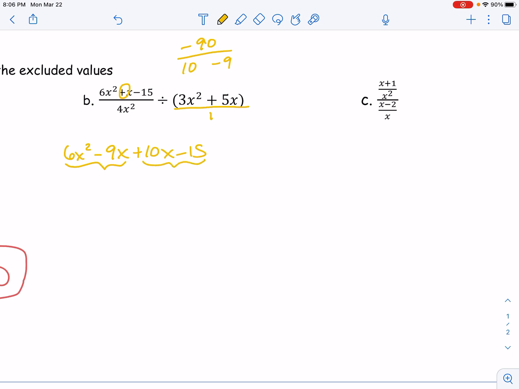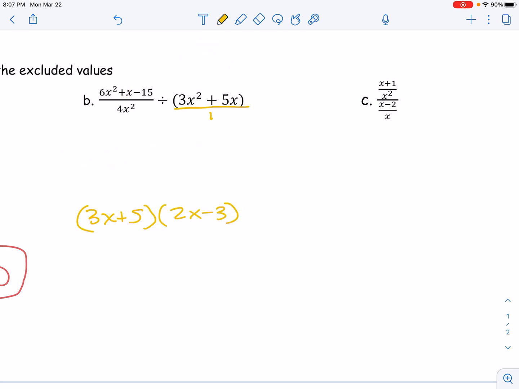Factor by grouping. Take out a 3x, left with 3x minus 3. Take out a 5, leaving me with 2x minus 3. So I have 3x plus 5 and 2x minus 3. Okay. See how important factoring is.